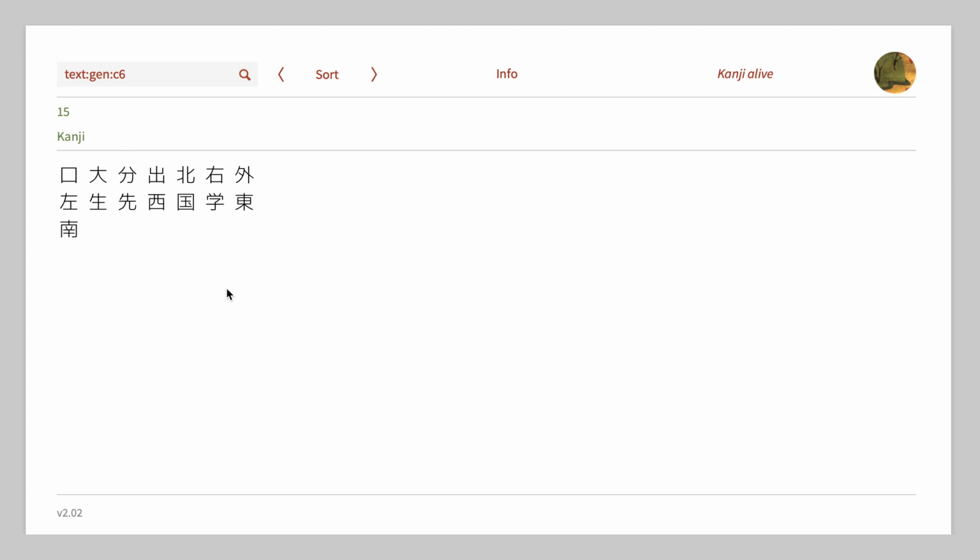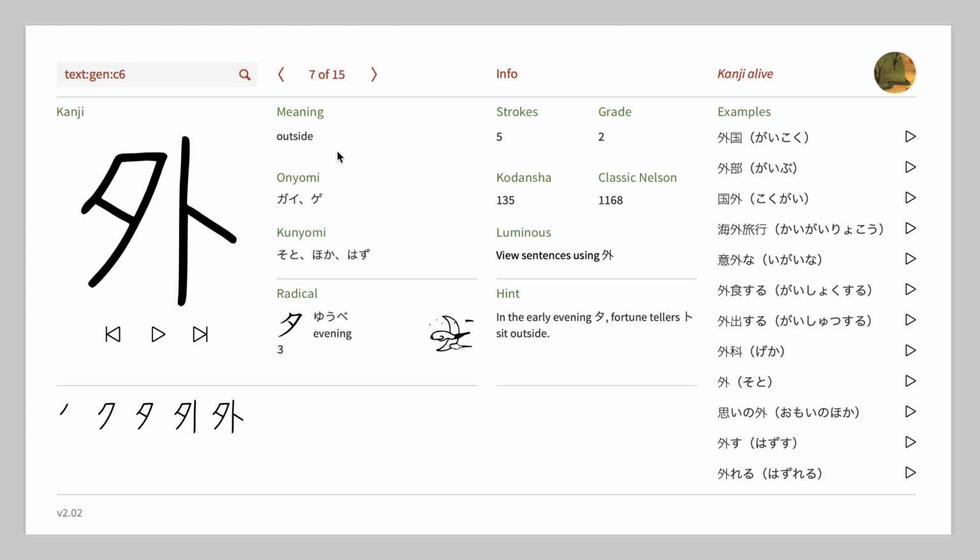Only have 2 kanji left. This is the kanji that means outside. The onyomi is gai or ge. Got several kunyomi here. Soto, which is the word that just means outside. Hoka, which is other. And hazu, which is a verbal root.